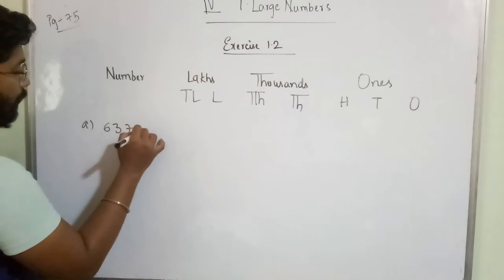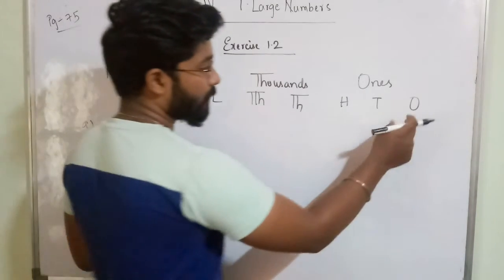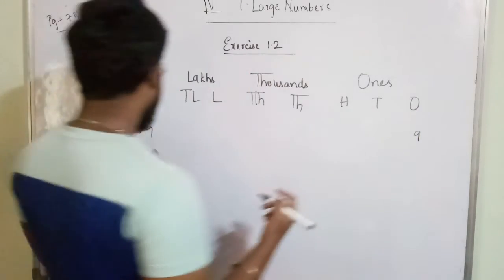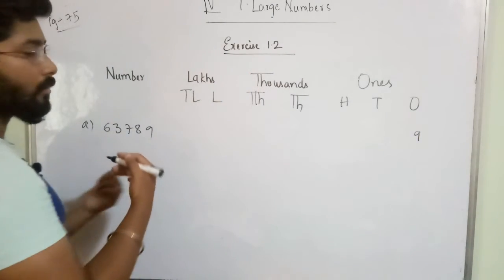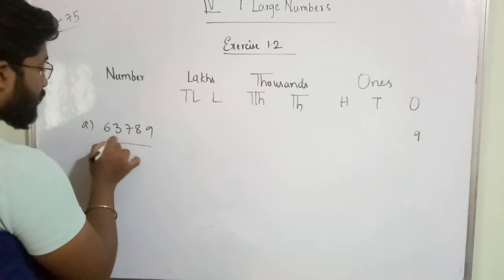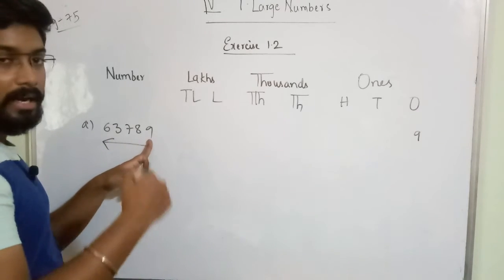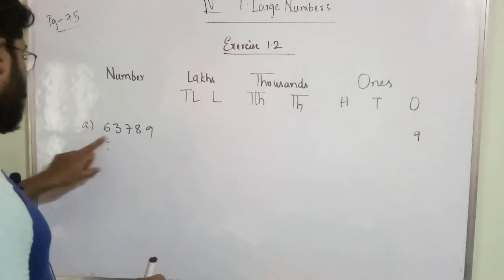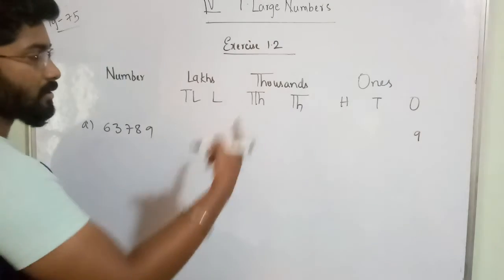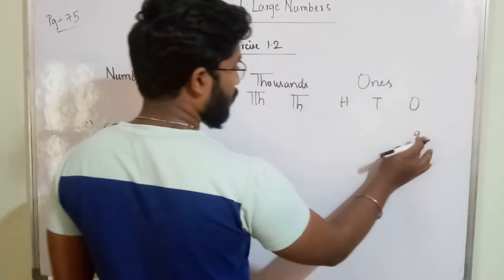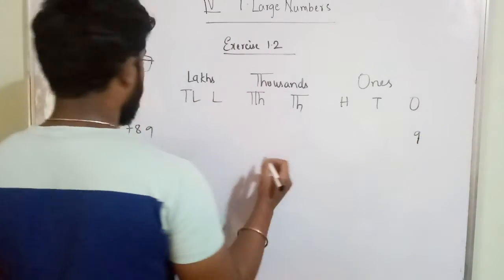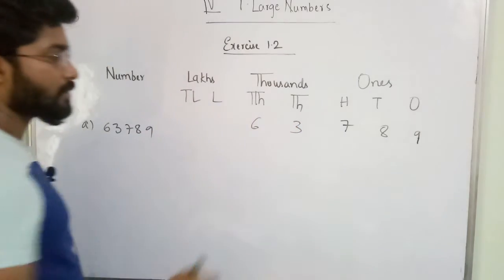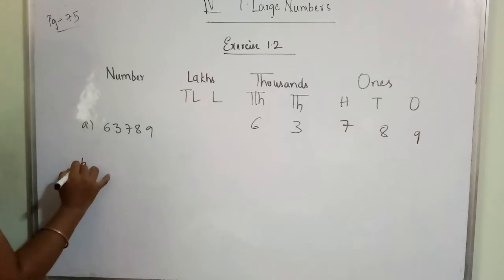63,789. So start writing from the ones place. Last number should be starting from the ones place. You have to start from right to left. If you write from right to left, your last number will be in the ones place. So from the ones place your last digit should be there. This is 9, next one is 8, this is 7, this is 3, this is 6. 63,789 is the number. Next B.